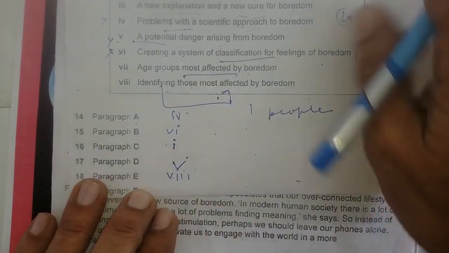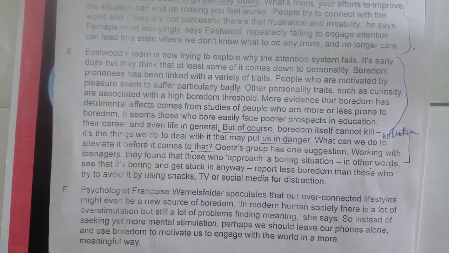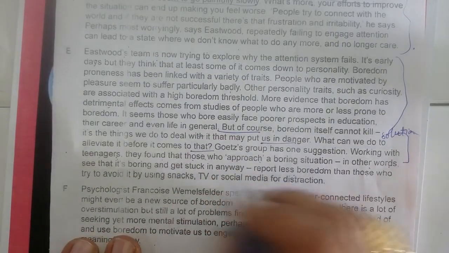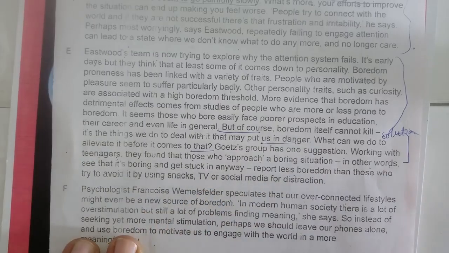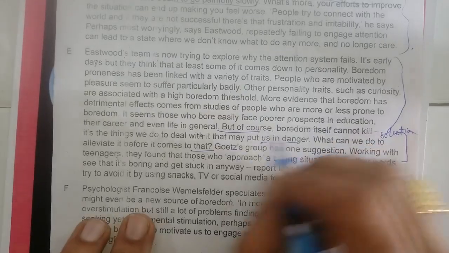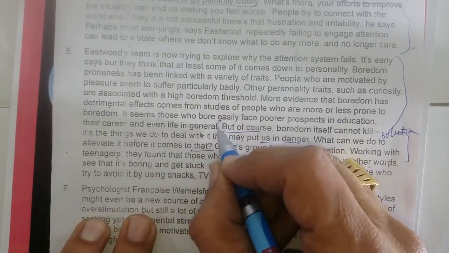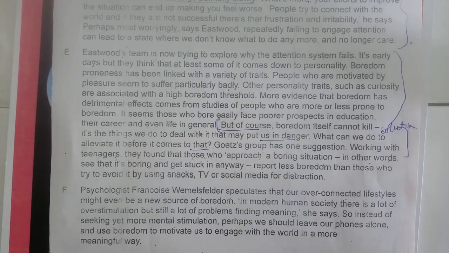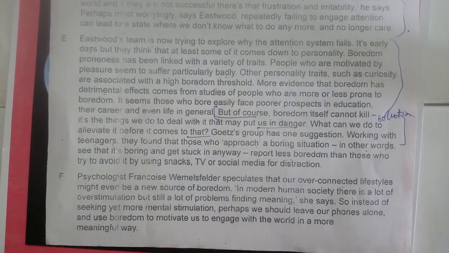So where it is written identifying those most affected by boredom, you can check that working with teenagers, they found that those who approach a boring situation, see it's boring, report less boredom than those, right? So when it comes to boredom, the suggestion is that we have to work with teenagers, because boredom itself cannot kill, and again the situation starts from the linker "but". So in this passage you can check one thing, that "but" is used in every para, right?